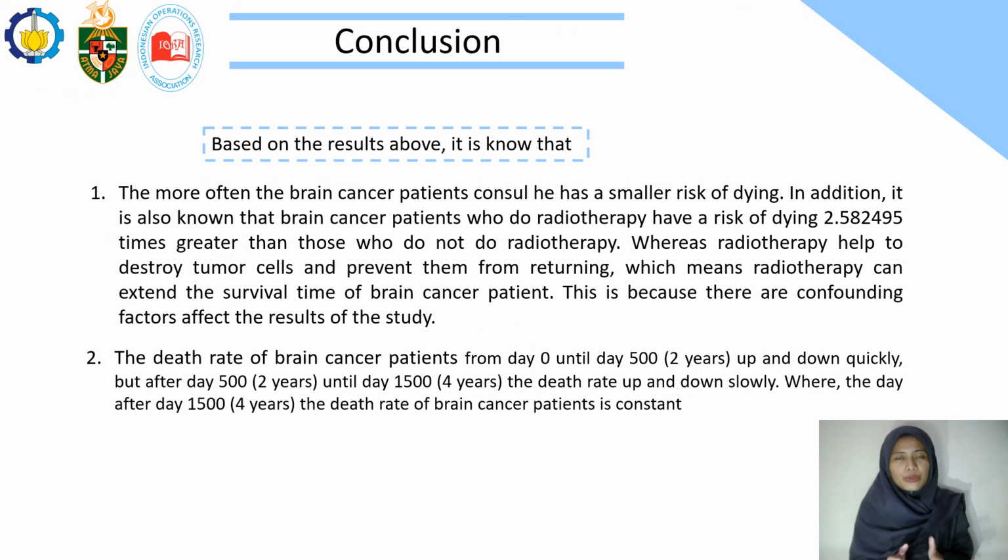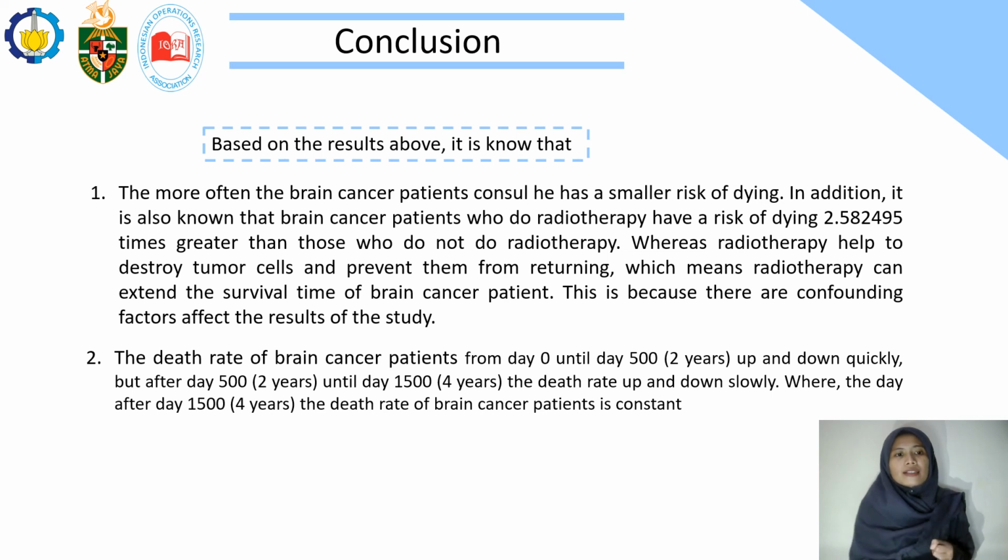And here is the conclusion. Based on the results above, it is known that the more often the brain cancer patients consult, the smaller the risk of dying. In addition, it is also known that brain cancer patients who do radiotherapy have a risk of dying 2.58 times greater than those who don't do radiotherapy, whereas radiotherapy helps to destroy tumor cells and prevent them from returning, which means radiotherapy can extend the survival time of brain cancer patients. This is because confounding factors affect the result of the discussion.